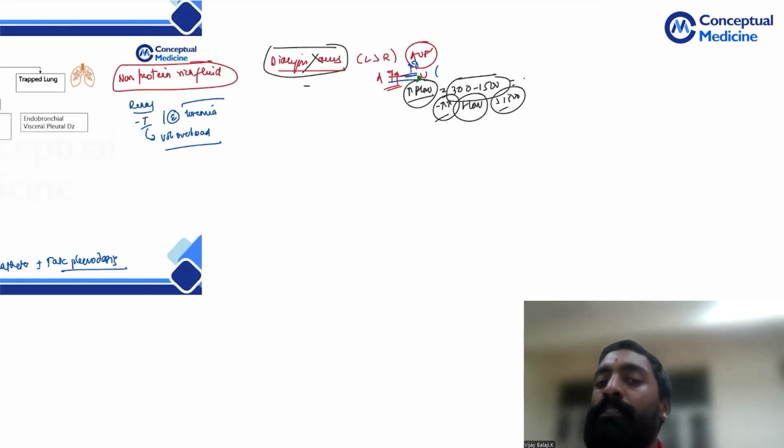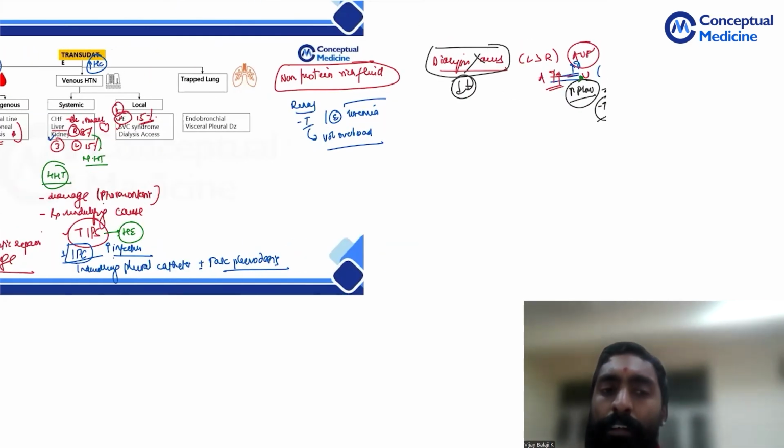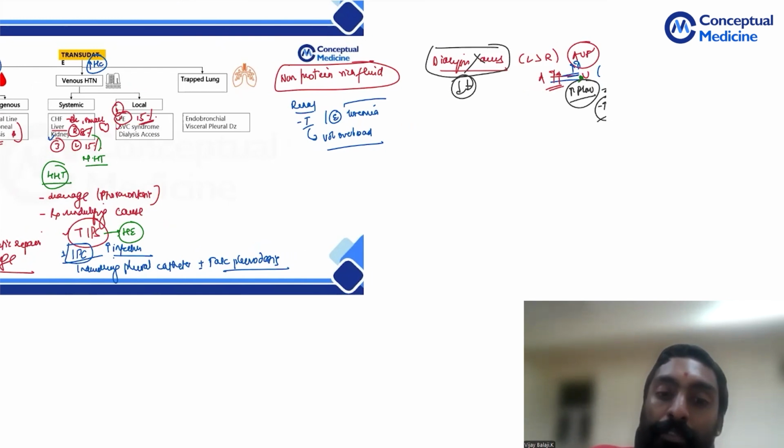And once you close the dialysis access, so when will you close this? You go for a transplant, and you will close the dialysis access catheter. Once the graft has matured and stable renal function is there, you'll close the dialysis catheter and the effusion will resolve. So this is dialysis access related effusions. Sometimes you may not understand why the patient is having an effusion, so this is one of the causes in renal failure patients.